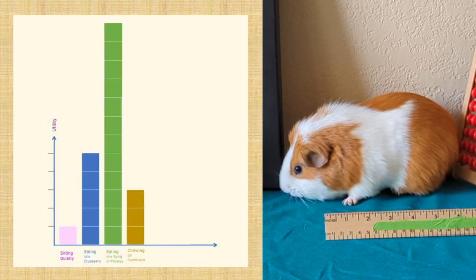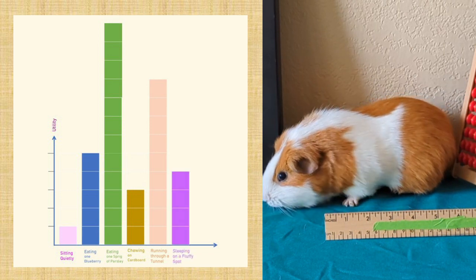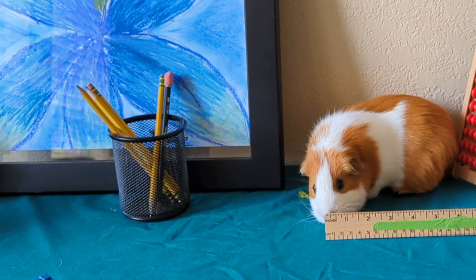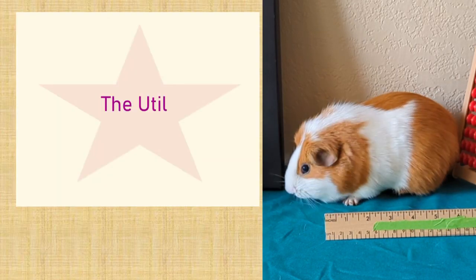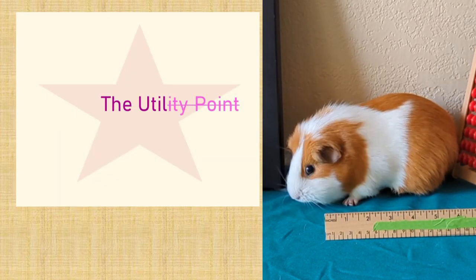I can come up with a rating system of how much utility I get from different things based on this unit. But instead of saying utility points, economists typically call this type of unit a util. It's just easier to say. They chopped off the last 3 syllables to make it shorter.